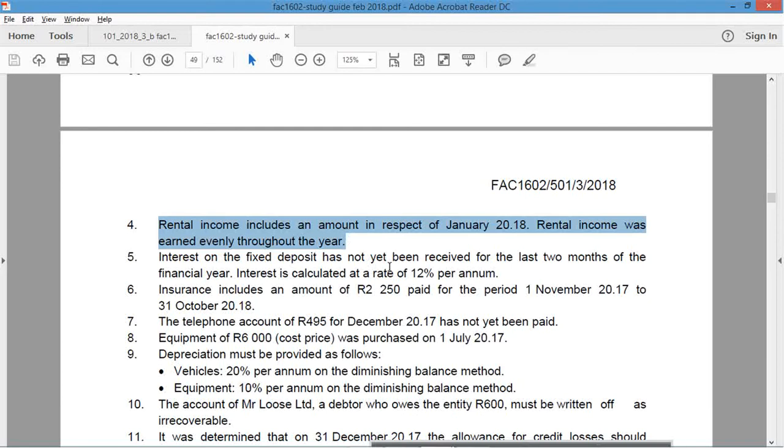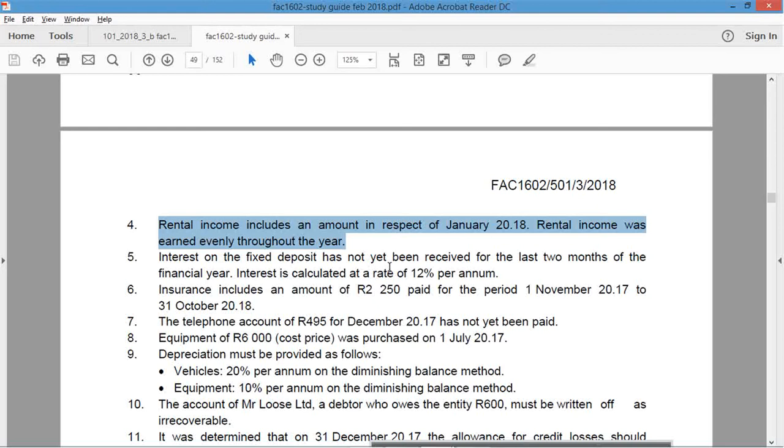Rental income includes an amount in respect of January 2018. Rental income was earned, so that's a prepaid expense. It's income, so prepaid income. What is prepaid income? Not prepaid income, an asset. No. Another word for prepaid income would be income received in advance. Okay, so prepaid income and income received in advance mean exactly the same thing.